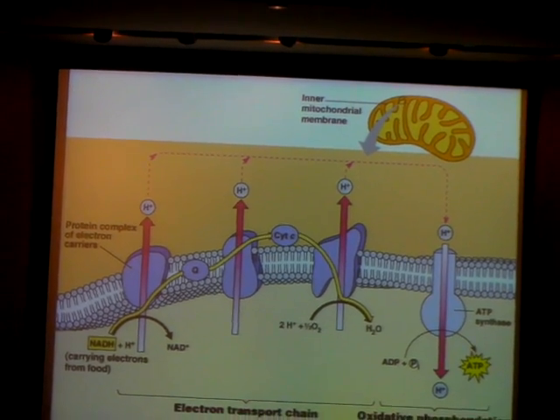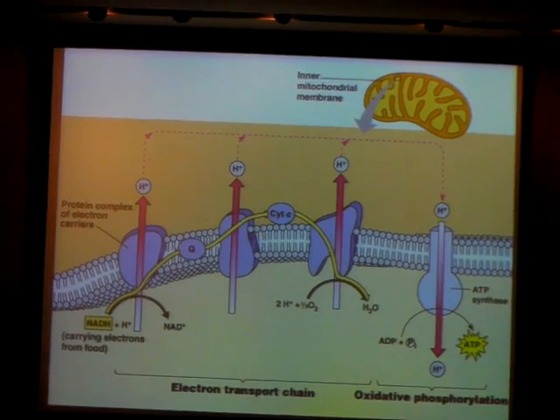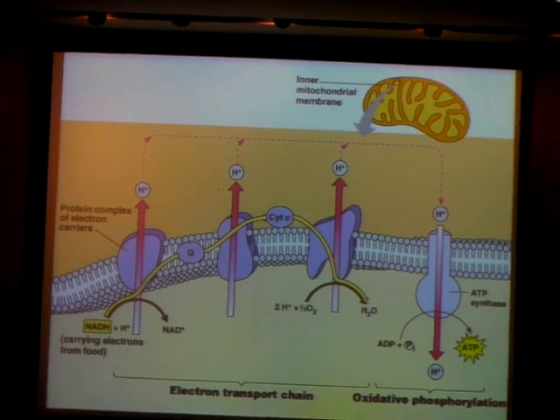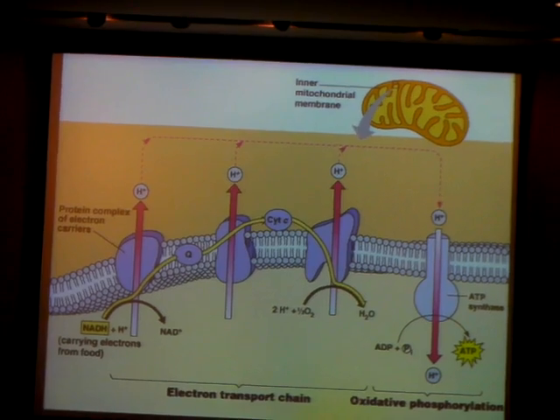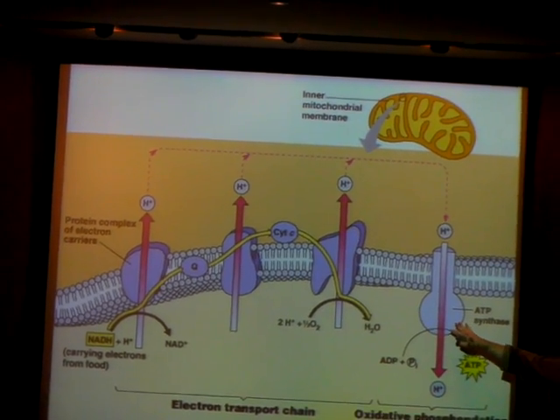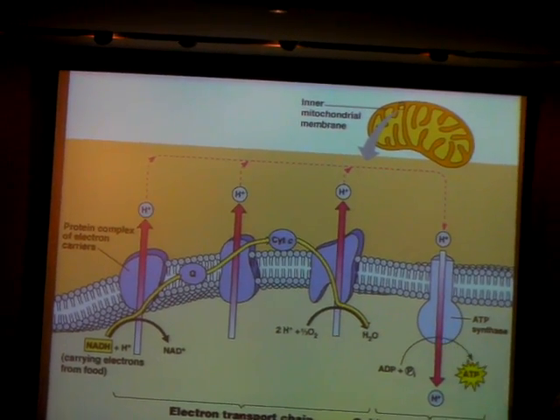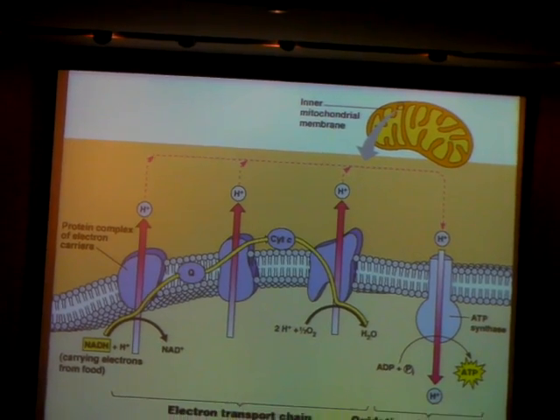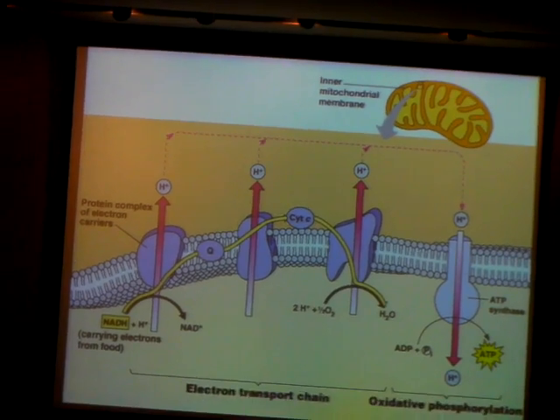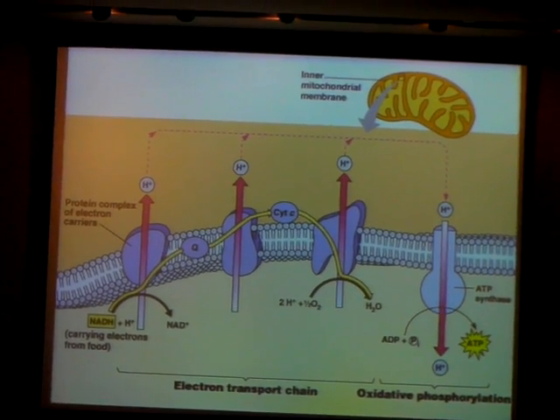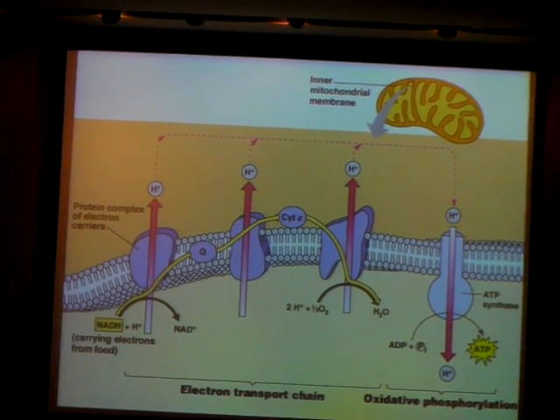The membrane itself here is not permeable to hydrogen ions. The only way that hydrogen ions can osmose through to the other side is through this complex, which is called the ATP synthase. This is an amazing molecule, and you're going to be reading more about it in your recitation sections. It's just amazing. I'll say no more.